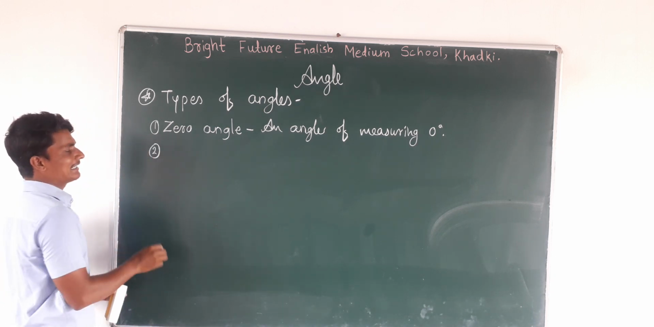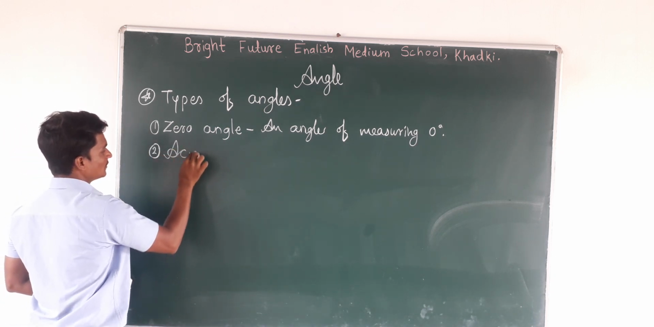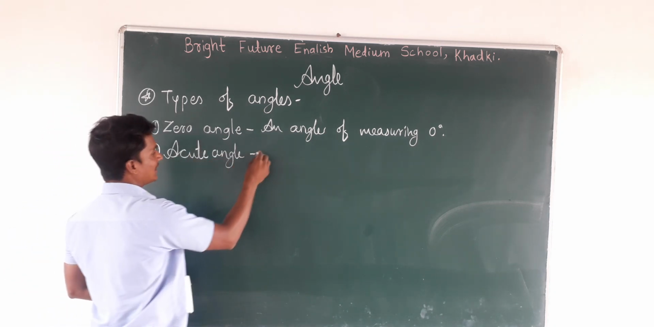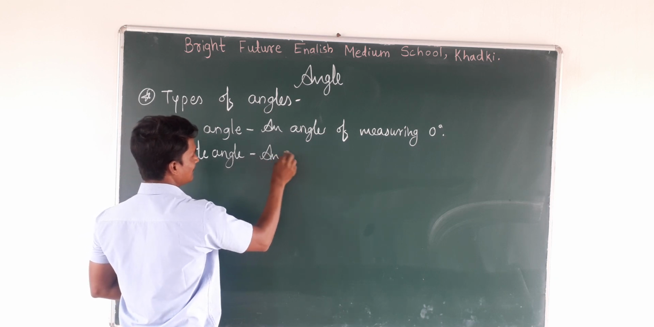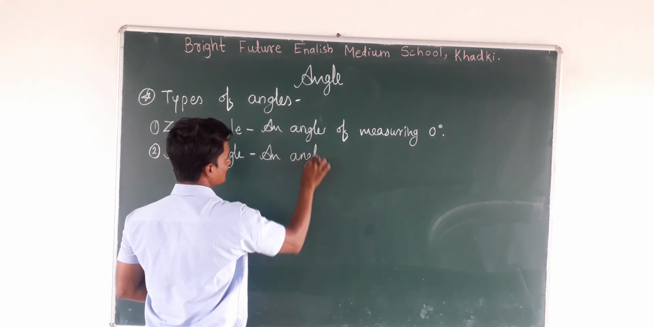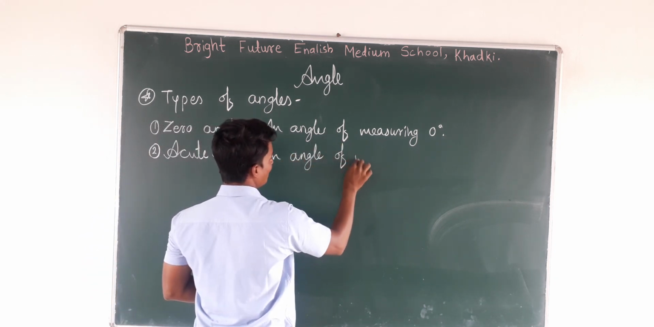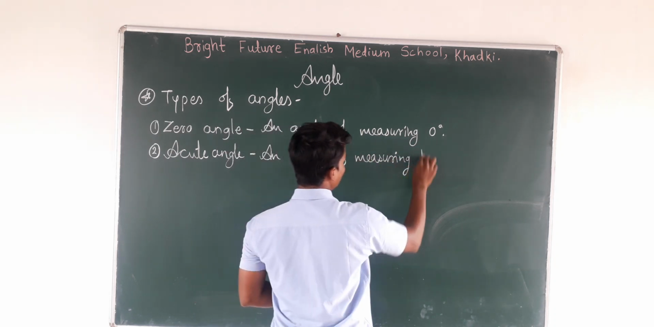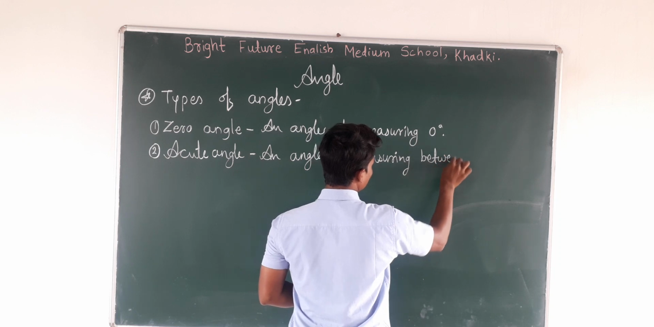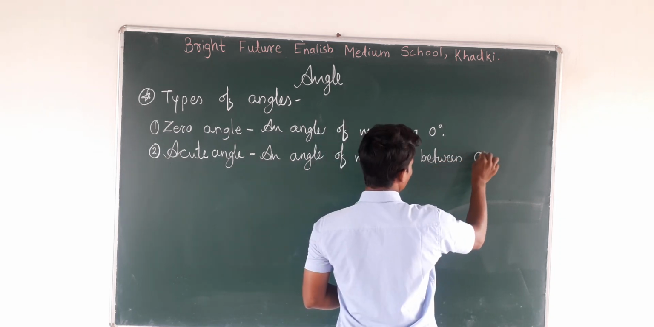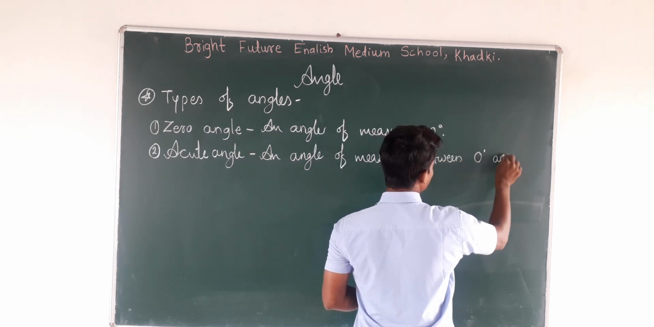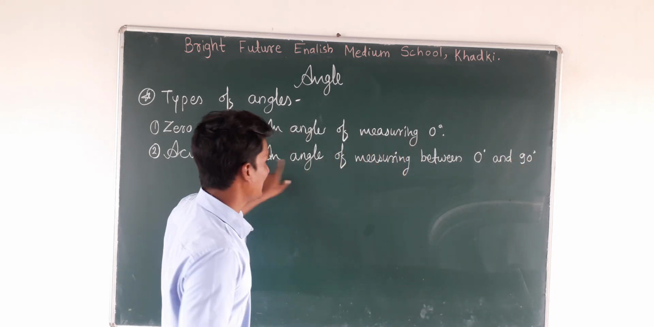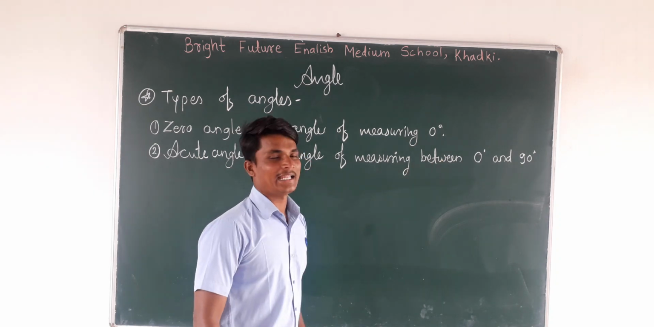The second type is an acute angle. The definition of an acute angle is an angle measuring between 0 degree and 90 degree.